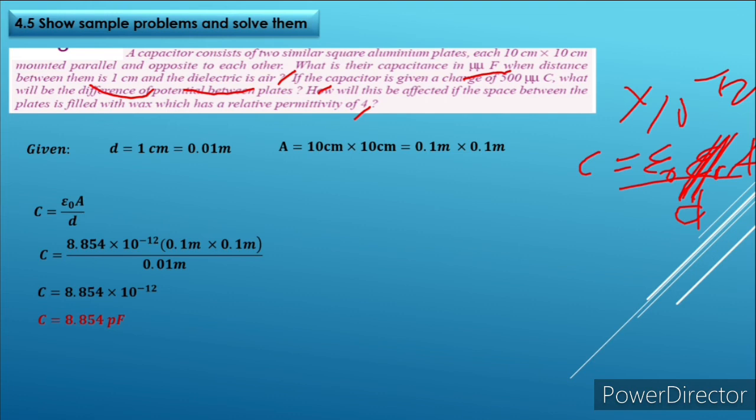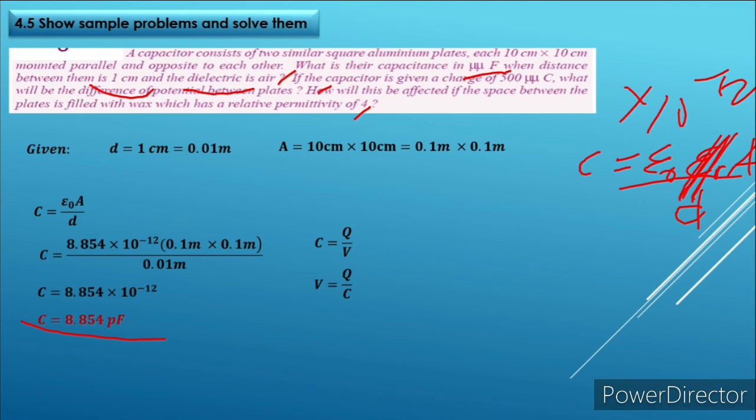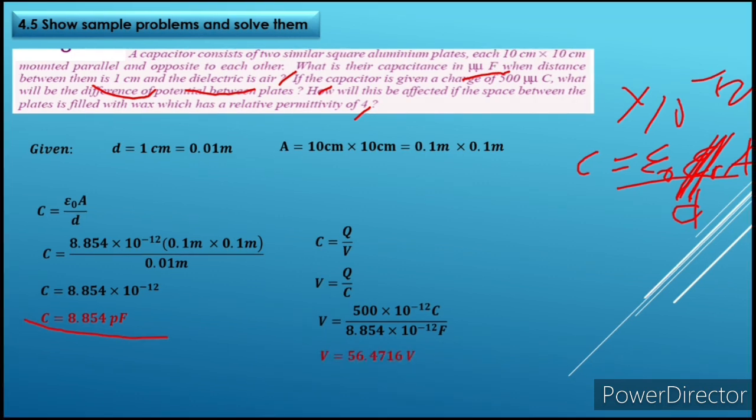So for this one, we will be using the formula C is equal to Q over V. We just change the subject to V, so our formula will become V is equal to Q over C. Since we already have the value of C, we will just substitute that into our formula. So V is equal to 500 times 10 raised to -12 coulomb over 8.854 times 10 raised to -12 farad. So our voltage difference for that one is 56.4716 volts.